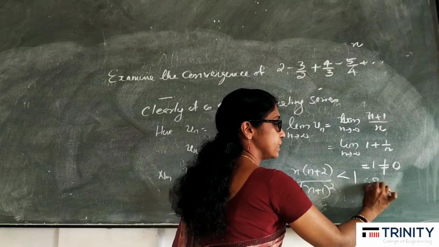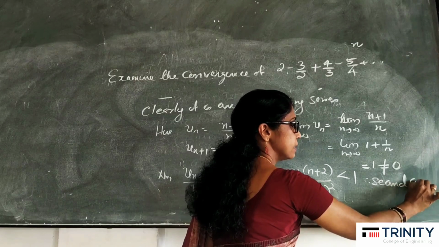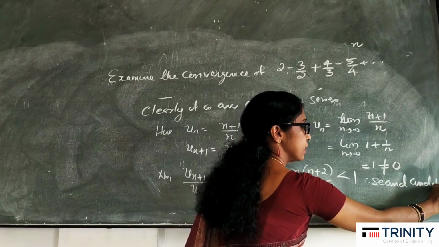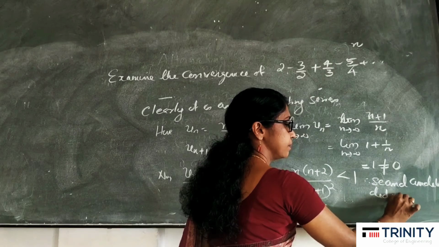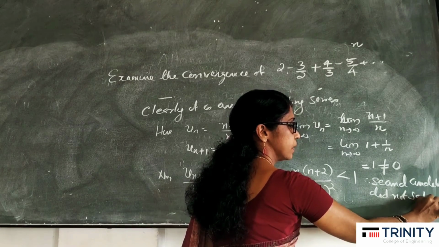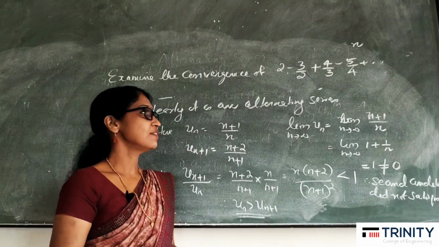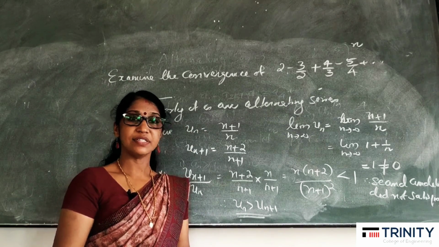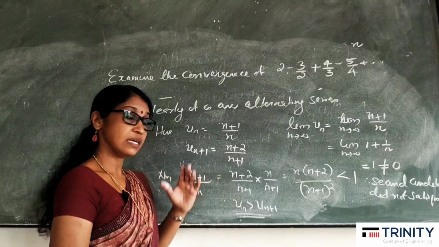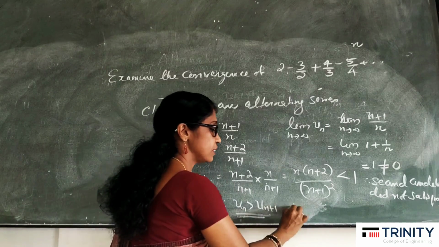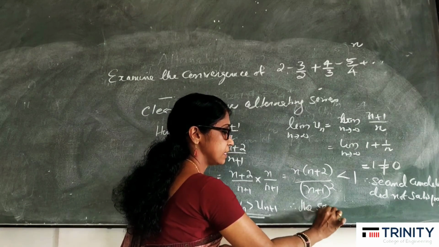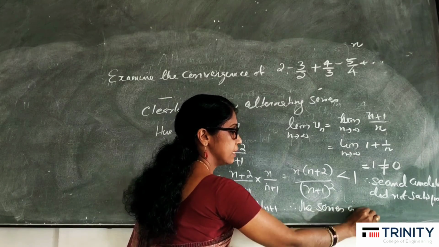Therefore the second condition of the Leibniz test is not satisfied. Therefore the given series is divergent. The given series does not converge. Therefore the series is divergent.